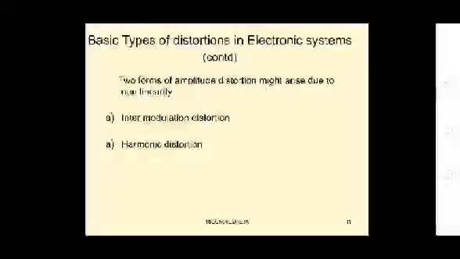And in this amplitude distortion we will again have two forms that arise due to non-linearity, that is, our output amplitude is not changing linearly with the input amplitude. In electronic systems or devices, we have two types of amplitude distortion. First one is intermodulation distortion and second one is harmonic distortion.